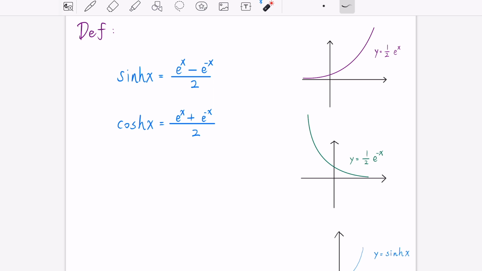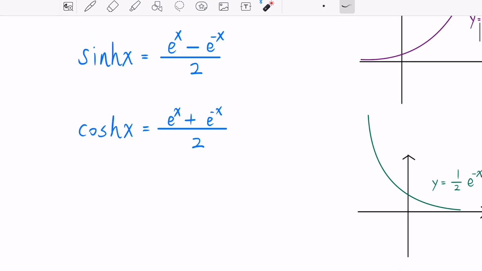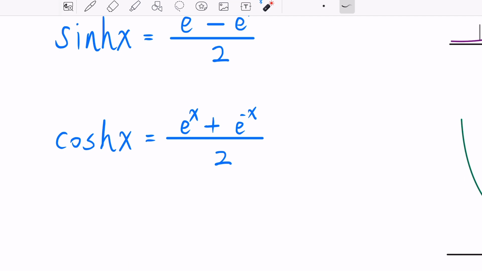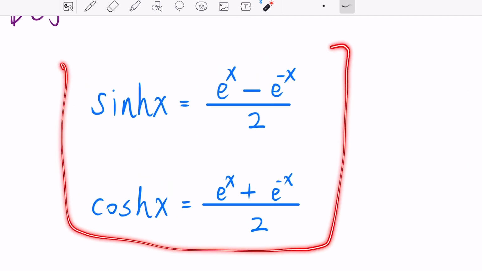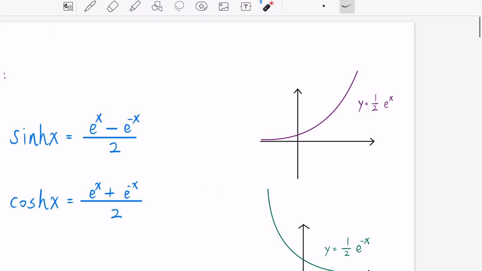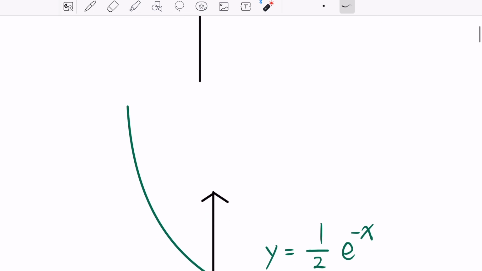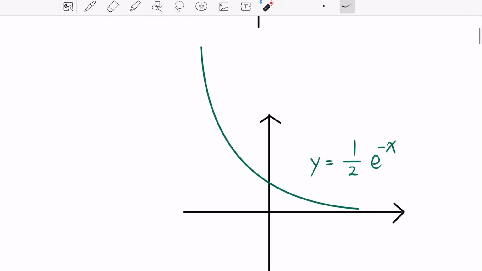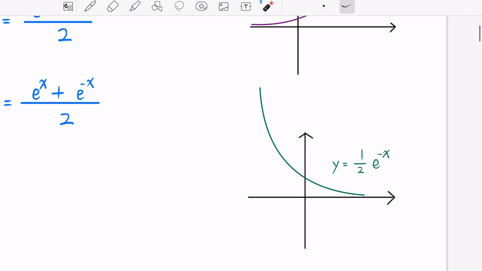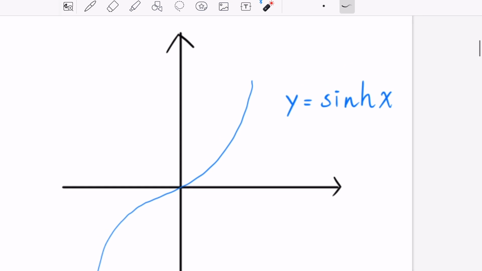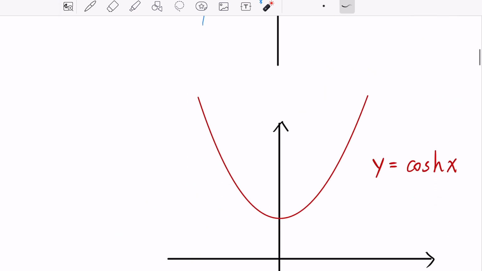Here's the definition. We define hyperbolic sine as e to the power x minus e to the power negative x, over 2, and hyperbolic cosine as e to the power x plus e to the power negative x, over 2, like this. And let's see the graphs. This is the graph of e to the power x over 2, and this is the graph of e to the power negative x over 2. After we combine these two graphs together, we can get the graph of hyperbolic sine and hyperbolic cosine.